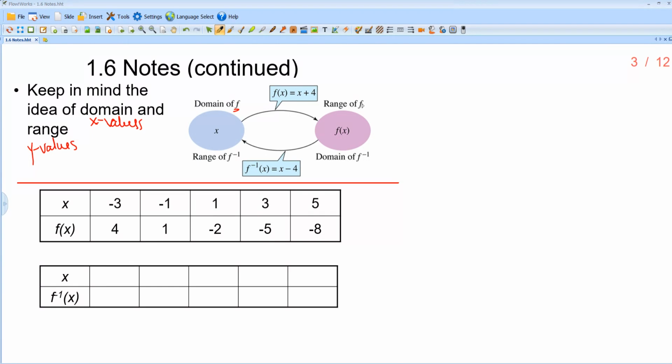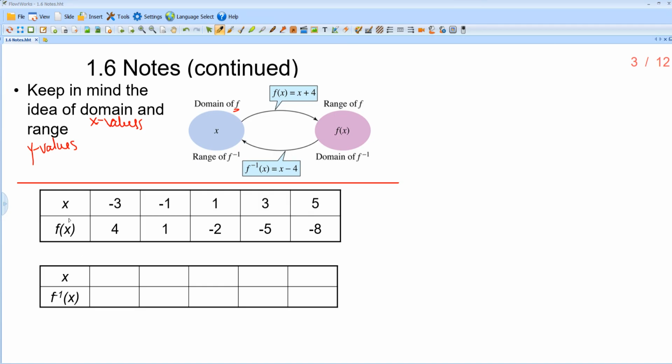And the range of f, the possible y values that I can get, is the same as the x values of the inverse. And you'll see this when we start actually solving inverses, which we'll do in this section later on. But what you see is that the way in which you solve for an inverse is that you literally switch your x and y values.